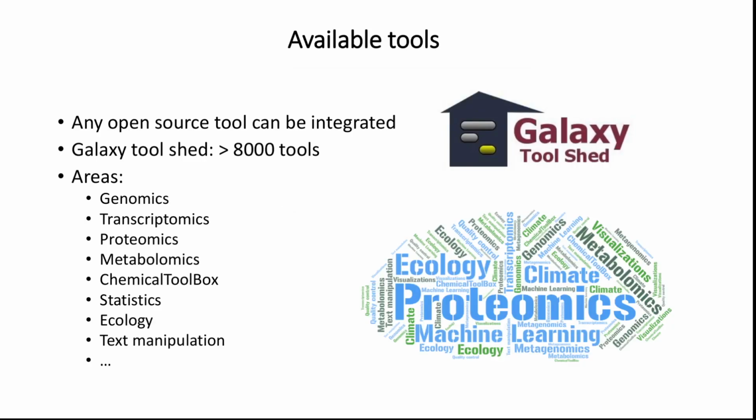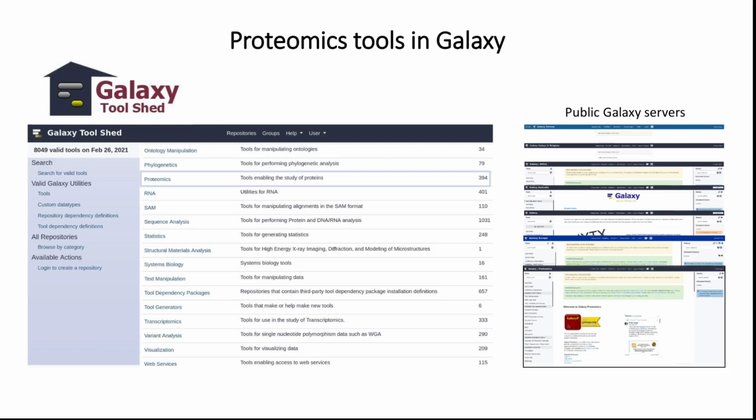So more than 8,000 tools are currently available in Galaxy, and in theory any open source tool can be integrated. Galaxy derives more from the genomics area, but currently covers all typical omics like transcriptomics, proteomics, metabolomics, and also other areas such as chemistry, statistics, ecology, and even climate research. There are nearly 400 proteomics tools in Galaxy currently, and they are available through many public Galaxy servers.